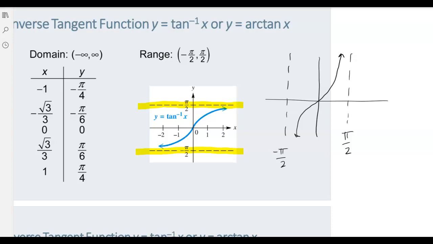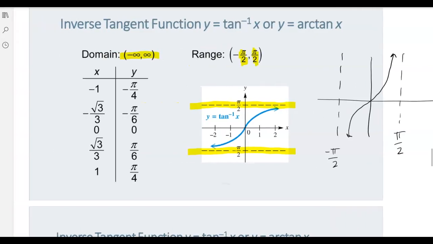And though this one is going to go on endlessly, so its domain is all real numbers, and the range, the highest value that it approaches is pi over 2, and the lowest value it approaches is negative pi over 2. But it never reaches those values, and that's why we have parentheses around the range, because the graph never equals those values because they're asymptotes.